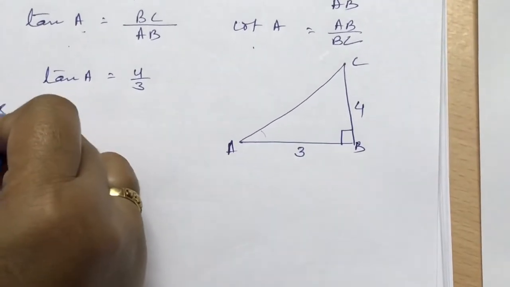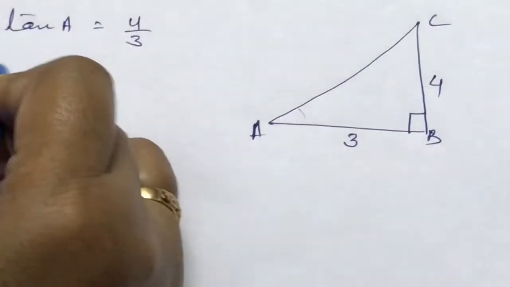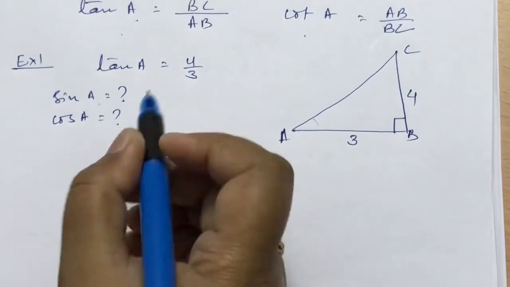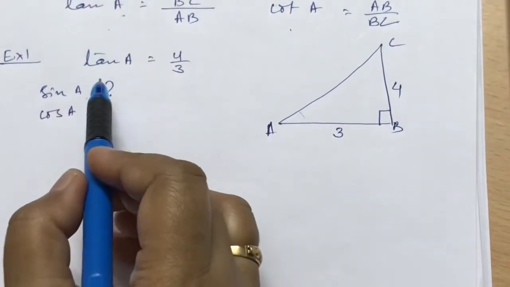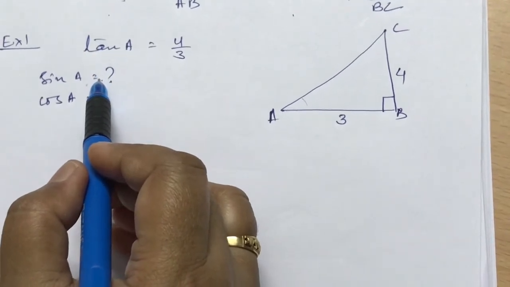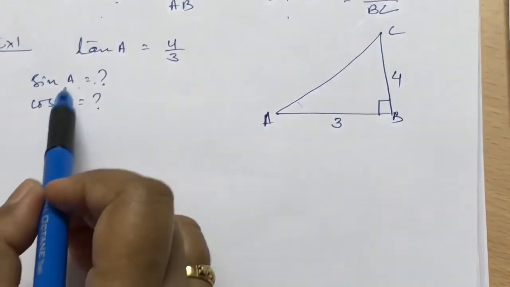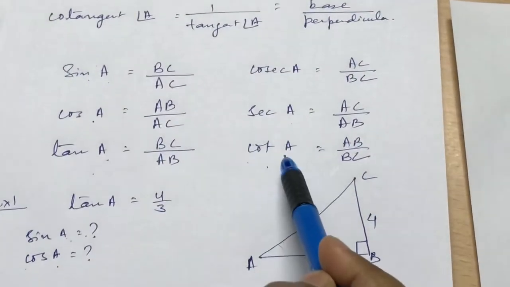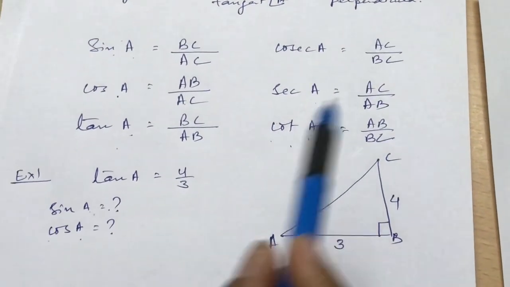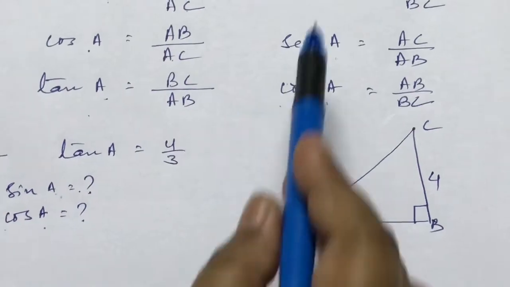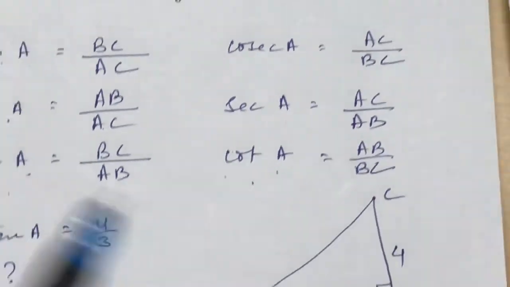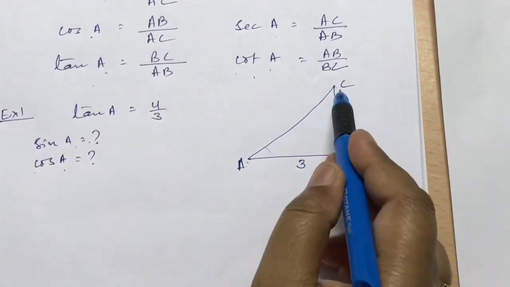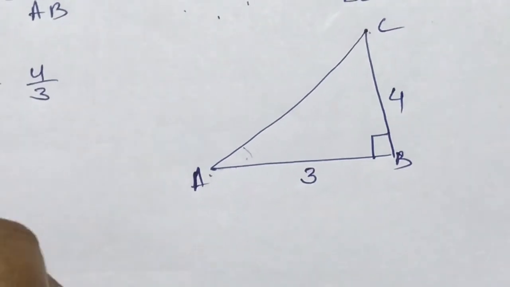Okay, you have to find out sine A, cos A. Okay, these are the basic ones. So if it is asking to find the other trigonometry ratios, then it means that you have to find sin A, cos A, then cosec A, sec A and cot A. That will be easy, because if you find sine and cos, then you can find the reciprocal. So let us first go to sine A and cos A. For that, you have to know what is the hypotenuse. As this is a right angle triangle, so first you find the hypotenuse by using Pythagoras theorem.